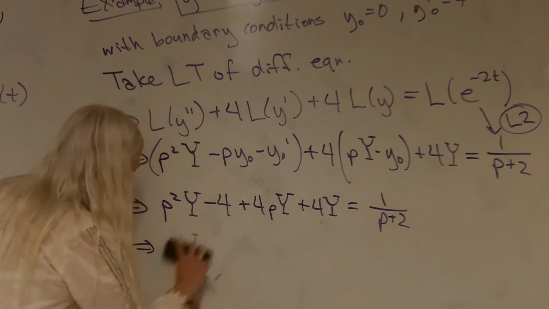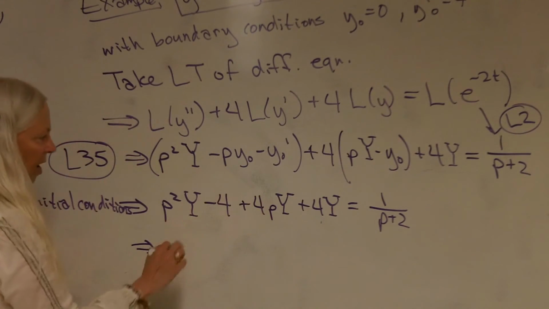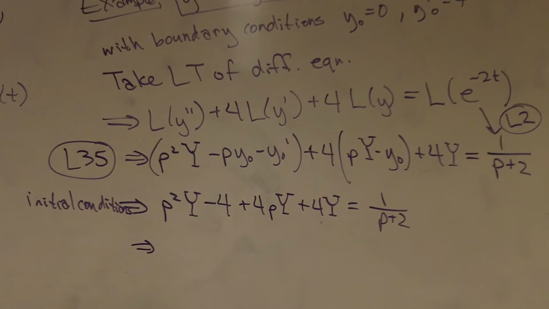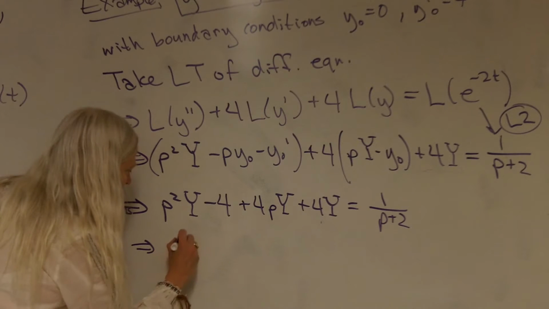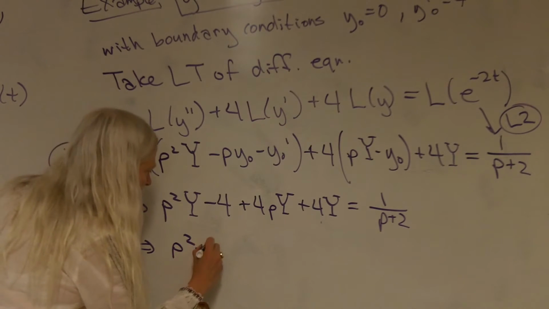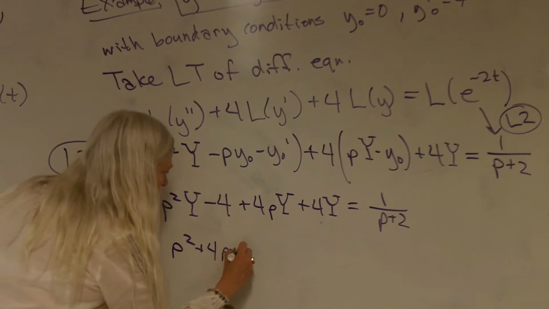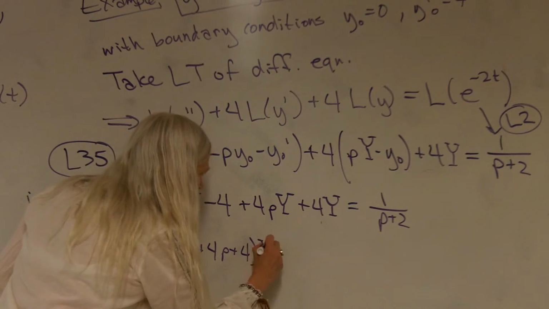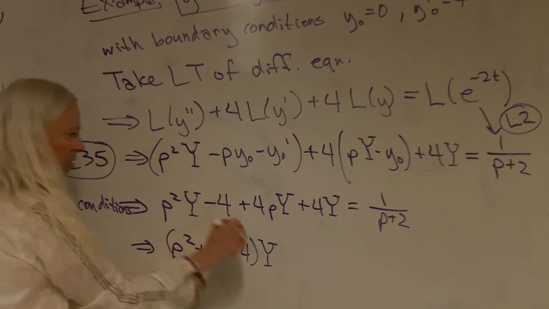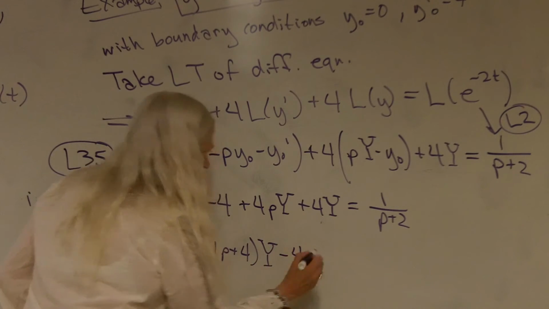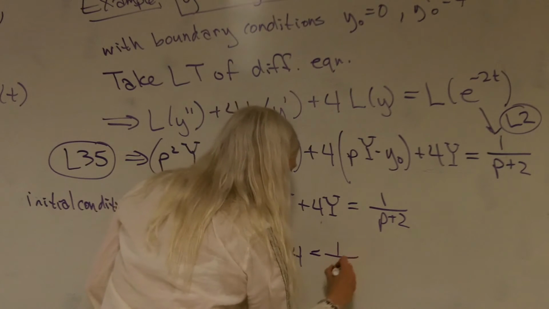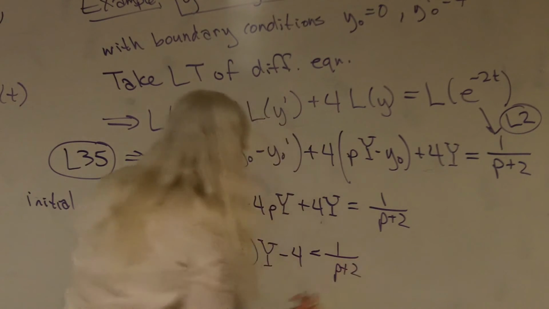Actually, let's write it like this. Let's take all the terms that involve capital Y, which is this one and this one, group those together and pull the capital Y out behind. So we have p squared plus 4p plus 4 all times capital Y. There's still a minus 4 here that wasn't included in that, so minus 4 equals 1 over p plus 2.